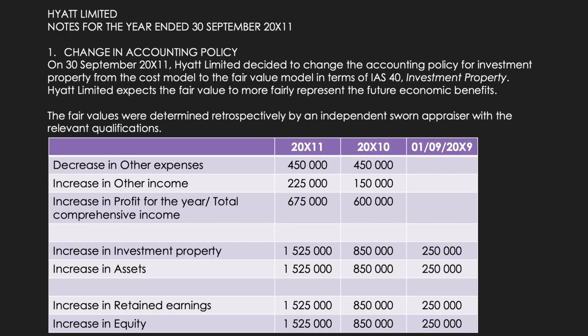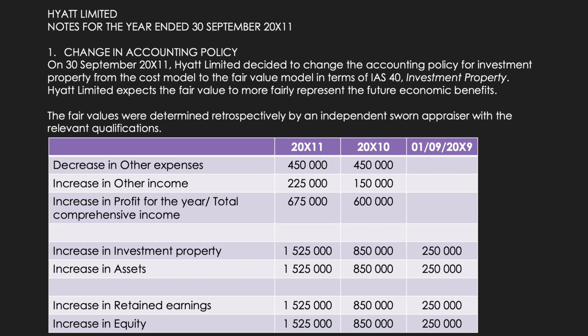Now that we have performed all of the calculations, we can now go and prepare the note to the financial statement. So remember, whenever you are asked to disclose the notes to the financial statements, it's important that you always start by stating the name of the entity, so in this case, Hyatt Limited, and then you need to state that we are now looking at notes for the year ended and then whatever the year ended is. So in this case, our year end is the 30th of September 2011. Then we are specifically looking at the change in accounting policy note, so you need to give me the heading of the note that you are providing me with.